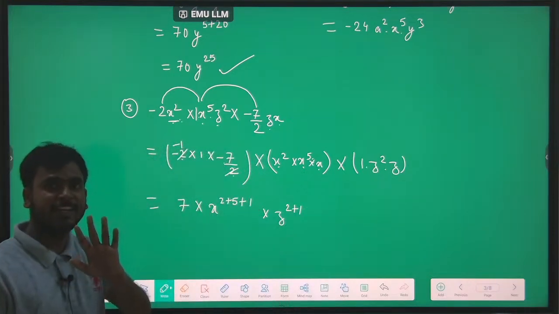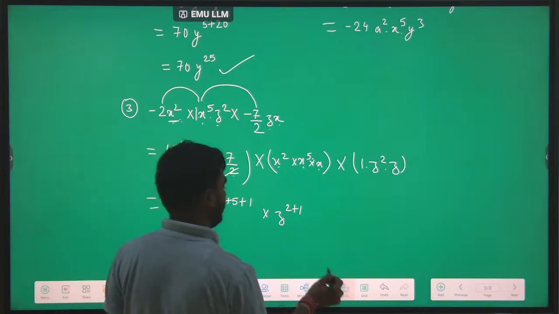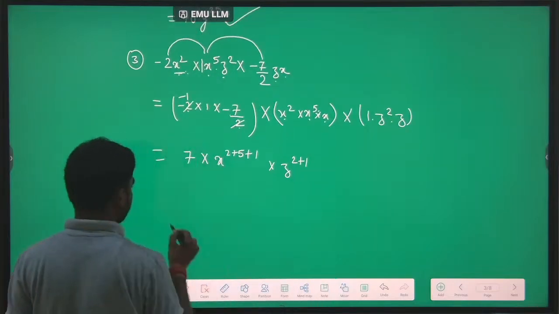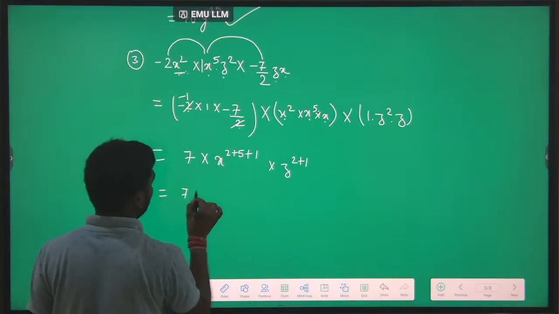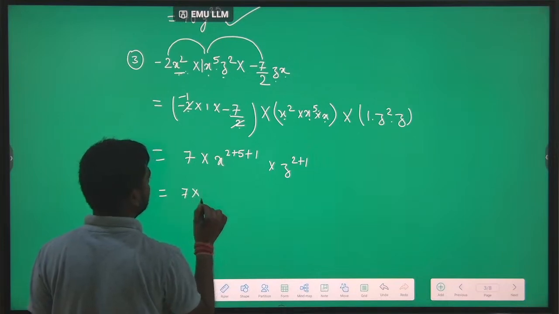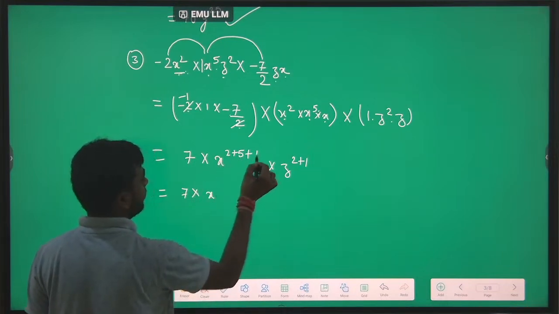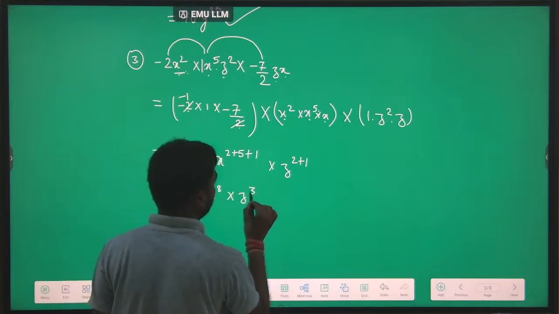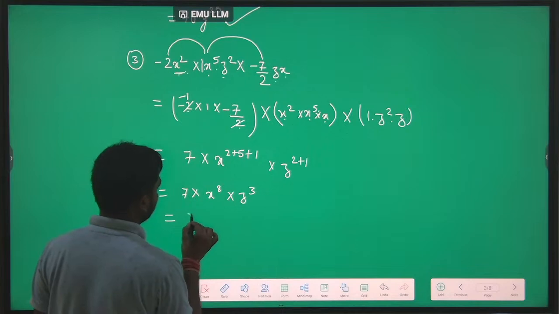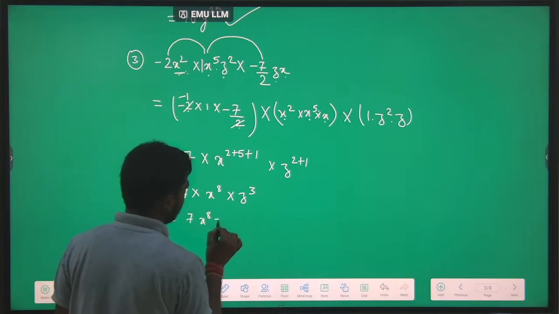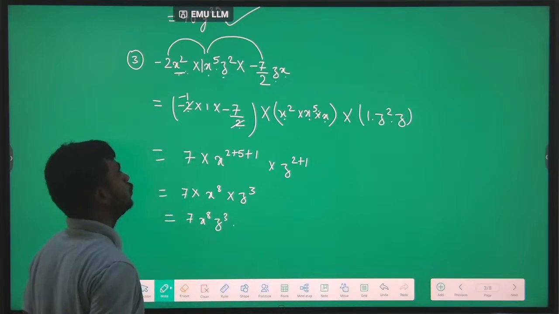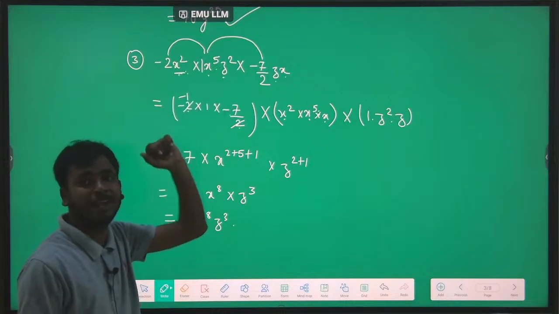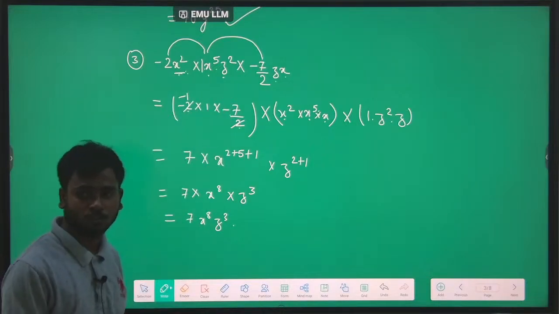Okay. Are you getting it? So what we will get? We will get 7 into x to the power 2 plus 5 is 7, 7 plus 1 is 8, multiplied with z to the power 3. So it is 7x to the power 8 z to the power 3. So by this way we will multiply 3 number of monomials. Okay.